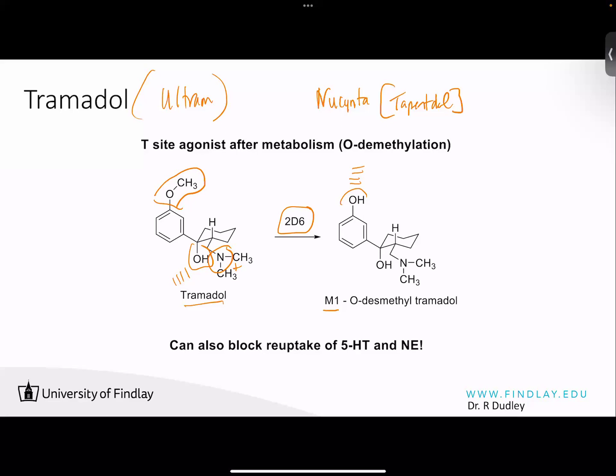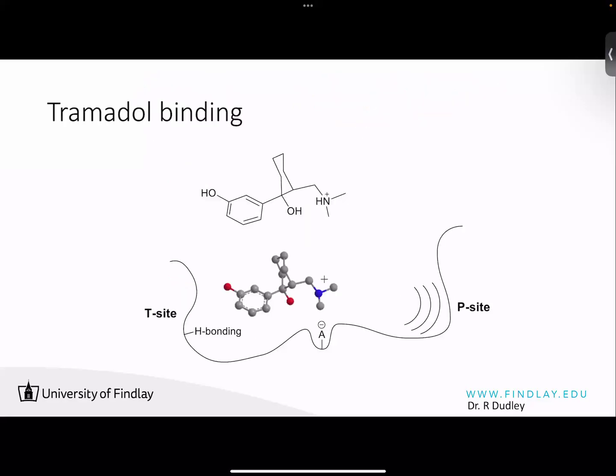But when I look at the structure of tramadol, it reminds me a little bit of tapentadol or Nucynta. Have you seen this used? I know of one or two patients that I have receiving this molecule, Nucynta, in the community setting where I work. And it did require prior authorization. Surprise, surprise.